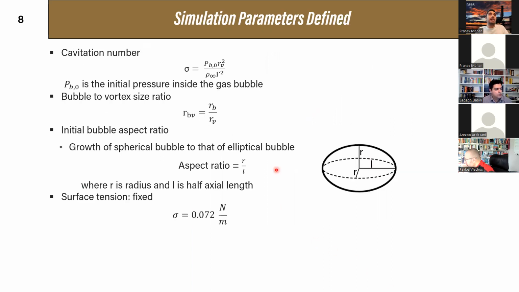Some of the important numbers are the cavitation number, which represents how strong the vortex is, and the relationship between how strong the vortex is and the cavitation number is negative. So the stronger the vortex, the smaller the cavitation number is. We also have the bubble to vortex size ratio, and we have the aspect ratio, and we consider a constant surface tension in our simulation.